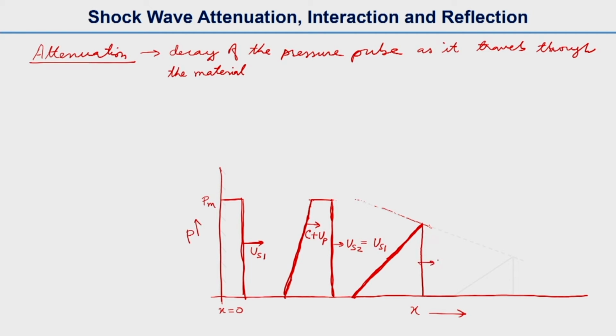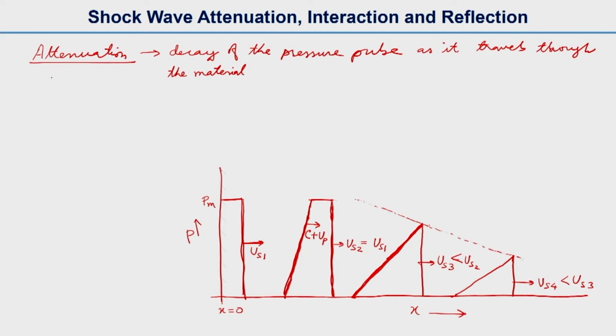And then let us say this is us3, the shock wave velocity, which is lower than us2. Again if we draw it one more step ahead, some distance ahead, it would look like this. So the pressure will be again reduced, and let us say the shock wave velocity us4 is even lower than us3. So now let us see what is happening here.